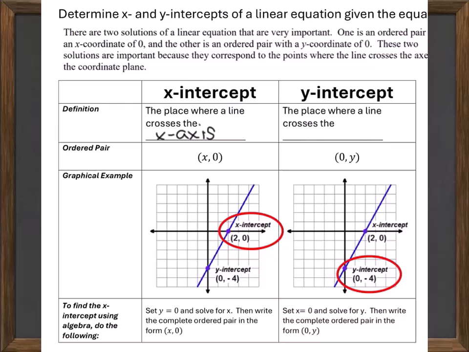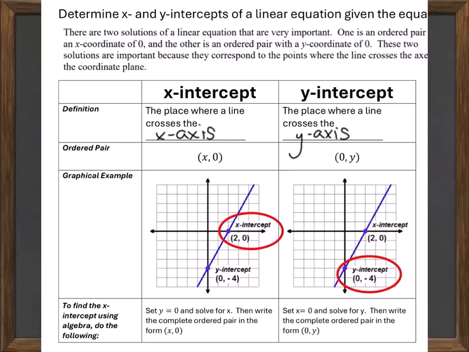The y-intercept, as the name suggests, is the place where a line crosses the y-axis, or the vertical axis, right? So here is my blue line right here. Where it crosses this vertical axis or y-axis is the point (0, -4). So (0, -4) is the y-intercept.